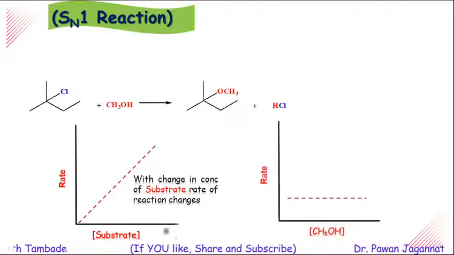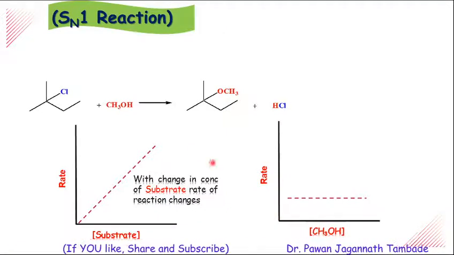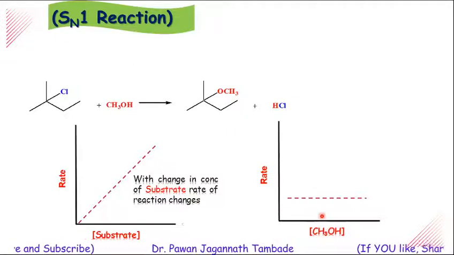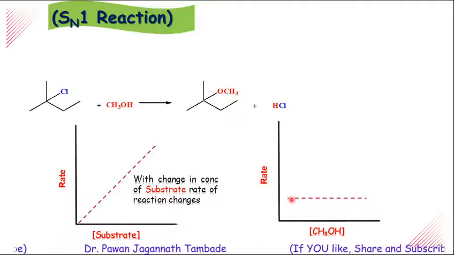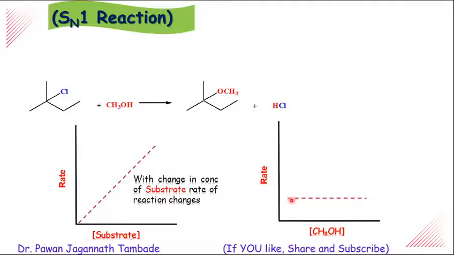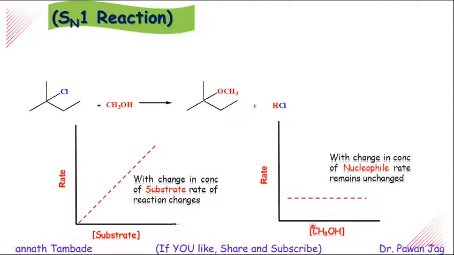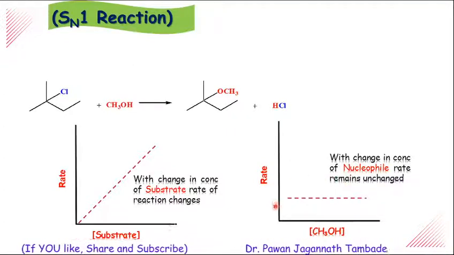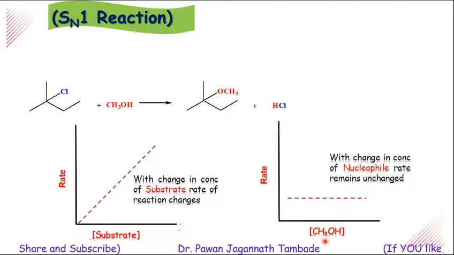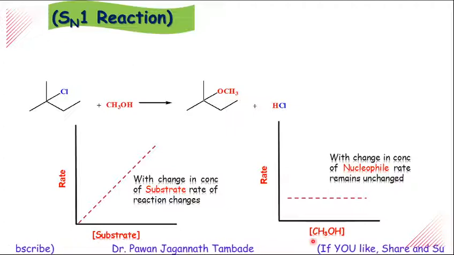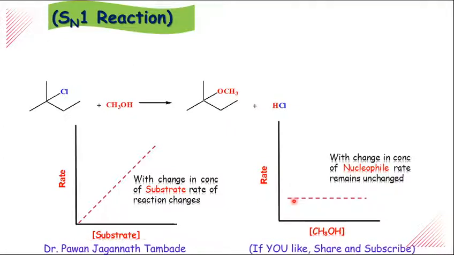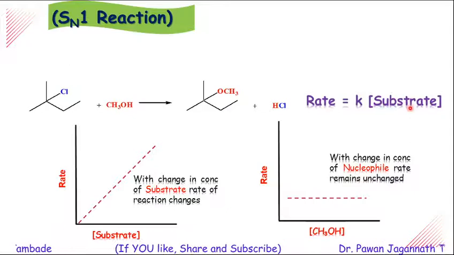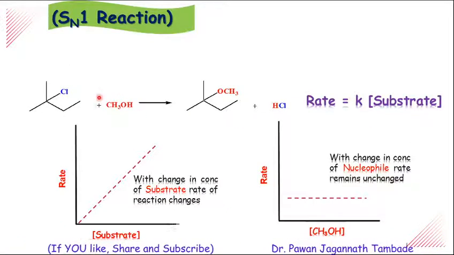However, when we did the same type of experiment with our nucleophile, in this case methanol, it was observed that if we alter the concentration of nucleophile, there is no change in rate of reaction. Rate of reaction remains almost constant. Thus, with change in concentration of nucleophile, the reaction rate remains unchanged. That is, there is no appreciable effect of concentration of nucleophile on the outcome of reaction. So from this observation, it is very clear that in this type of reaction, rate of reaction depends upon concentration of substrate only and is independent of concentration of nucleophile.